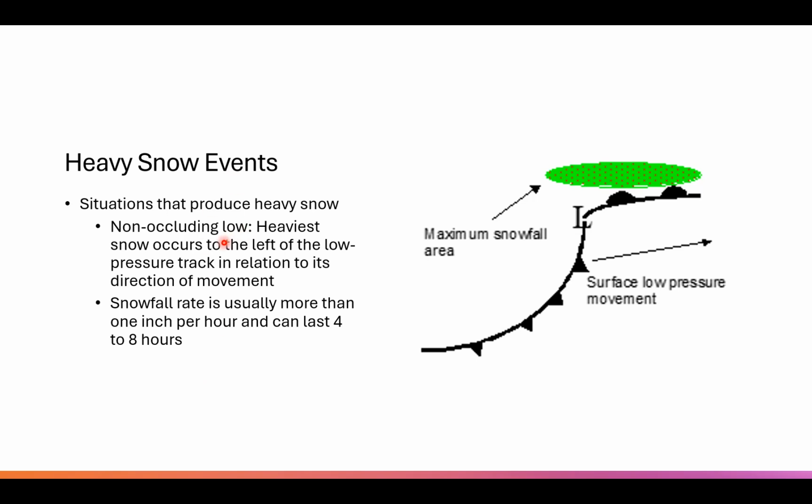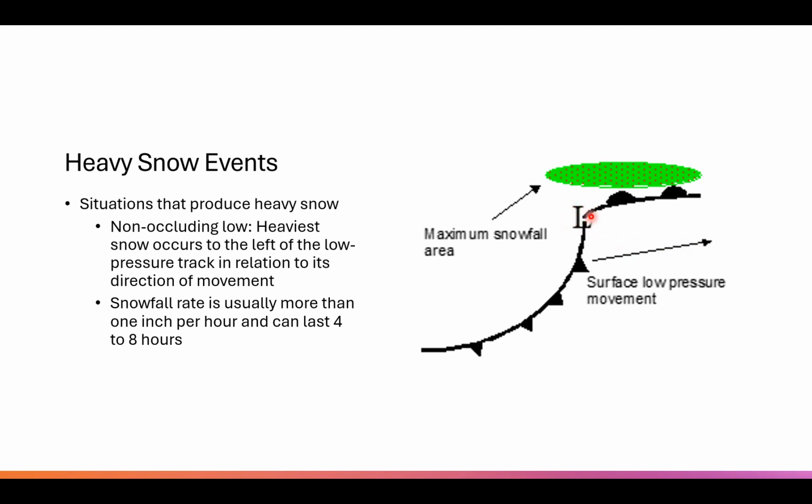First, let's talk about a non-occluding low. The heaviest snow is going to occur to the left of the low pressure track in relation to the low pressure direction of movement. So look over here on the graphic on the right. You're generally going to have the heaviest snow to the north, and then also it's going to extend back here to the northwest a little bit. This is the direction.